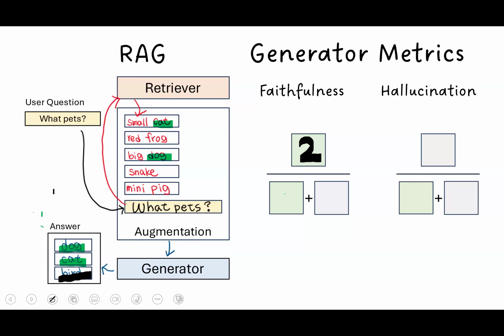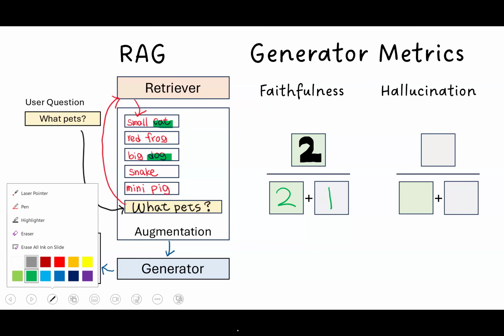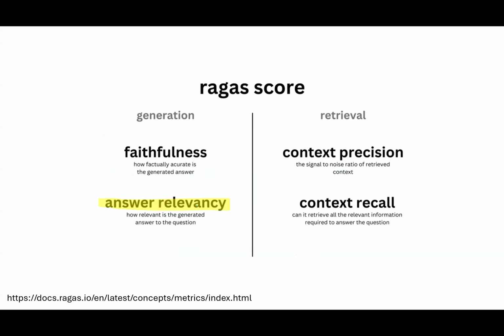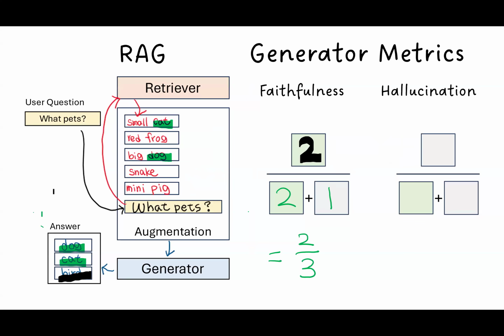And how many are not? It's 1. So if we add this all up together, it is 2 over 3, and so the answer equals 2 over 3. This is our faithfulness score. The perfect score will be 1, if bird also happens to be in the context, and then they will be pretty faithful, right? And the flip side of the coin of faithfulness is hallucination.